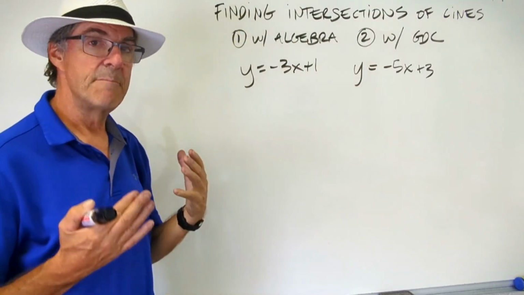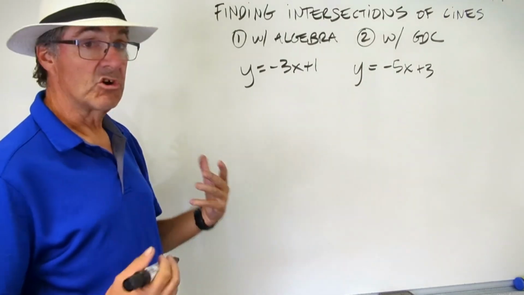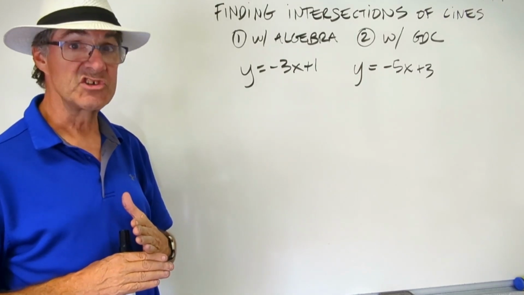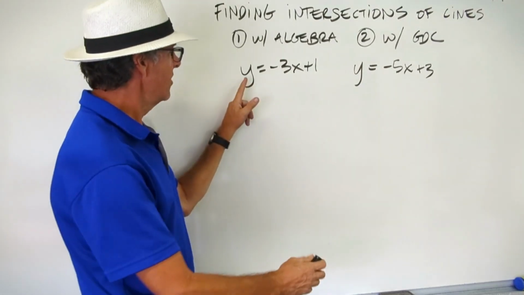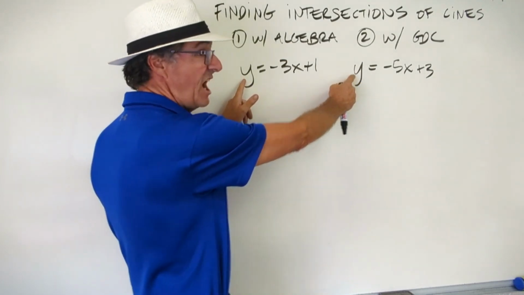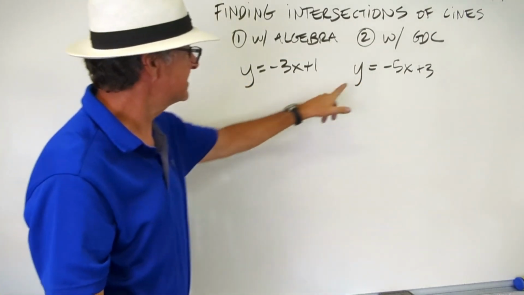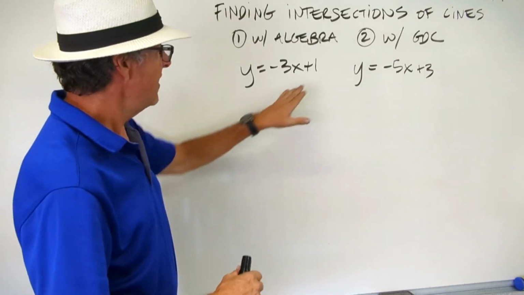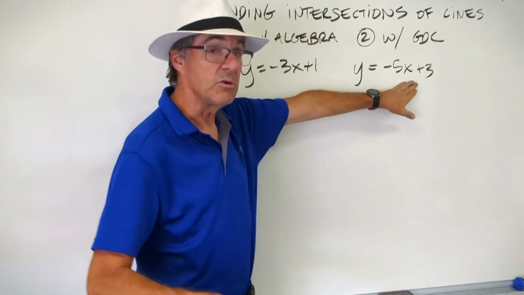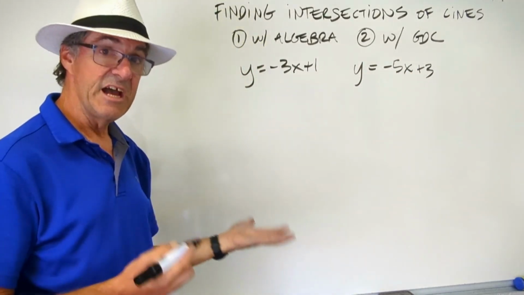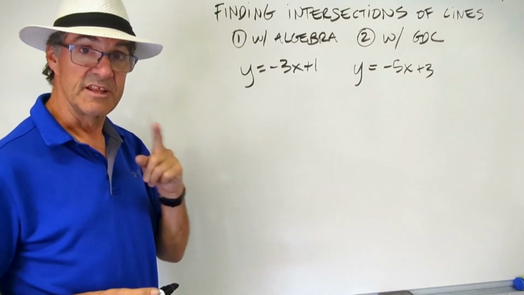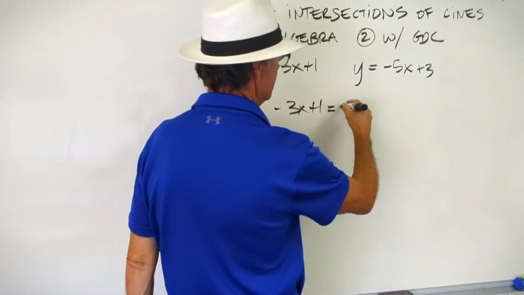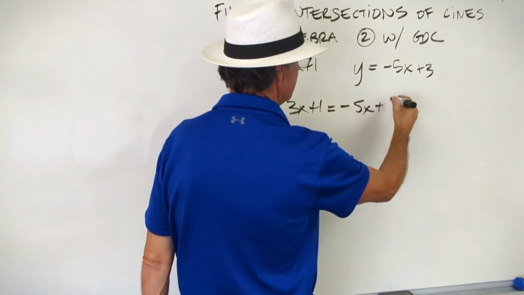So what we have to remember is that where they cross, the y and the x values are the same for both functions. So they're going to cross where y and y on this side is the same. So if this is the same, say 4 or -7 or whatever that point of intersection might be, then we can set these two equations equal to each other and solve for the x coordinate of the intersection point. So let's do that. -3x + 1 = -5x + 3.